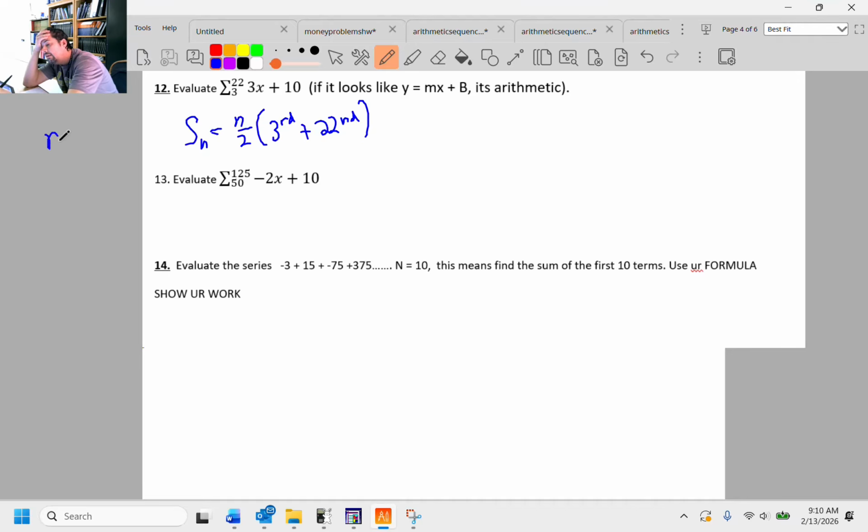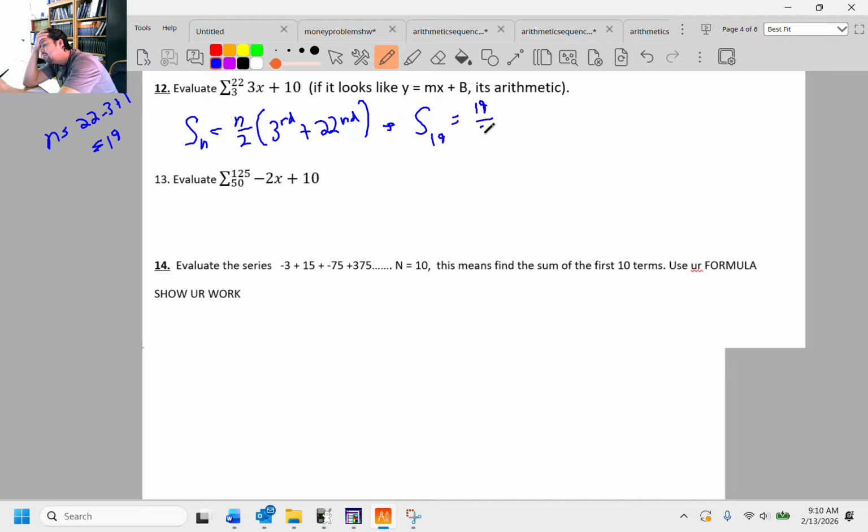Now, n is always high minus low, add 1 back. That's an easy thing to do. Half your students will mess that up right there. But 22 minus 3 is 18. If you add 1 back, you get 19. So we're actually finding the sum of 19 things.